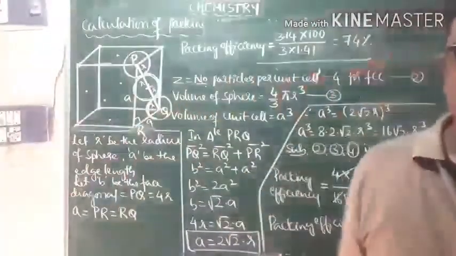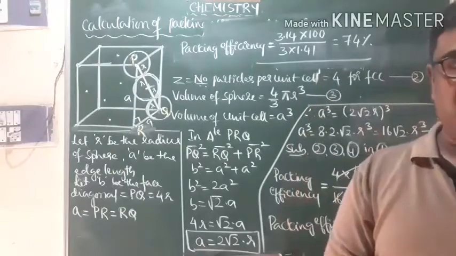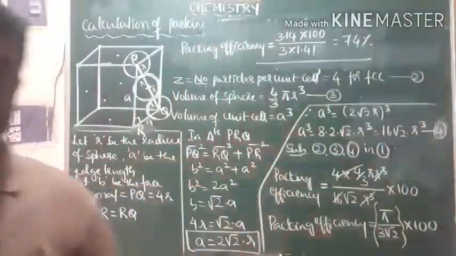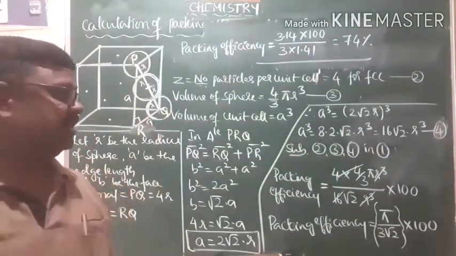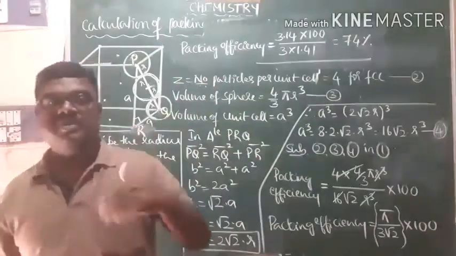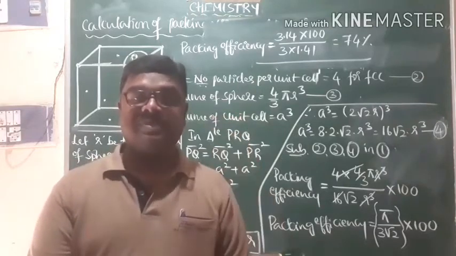And the packing efficiency of FCC is very high among the three types. In SCC it is 52.4%. In BCC it is 68%. That we're going to calculate in the next discussion. And in FCC it is 74%. The most efficient close packing arrangement is found in the case of FCC.